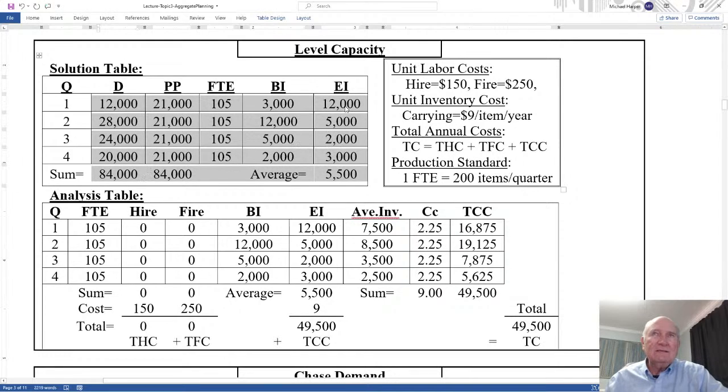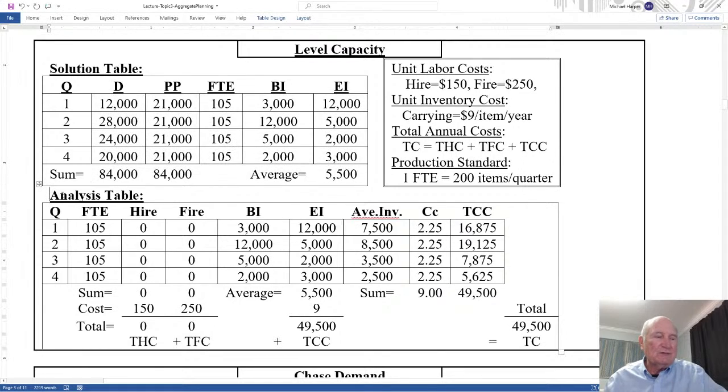Now, I'm going to analyze this with a cost analysis. I say analysis, I could have said, and I probably should have said, cost analysis. But this is an analysis table. An analysis table could be cost analysis, it could be risk analysis, it could be labor analysis, it could be all different kinds of analyses. I pick cost. Okay, first of all, I'm going to bring down my FTEs.